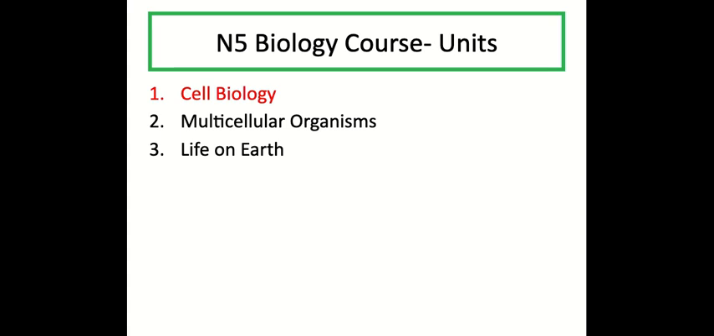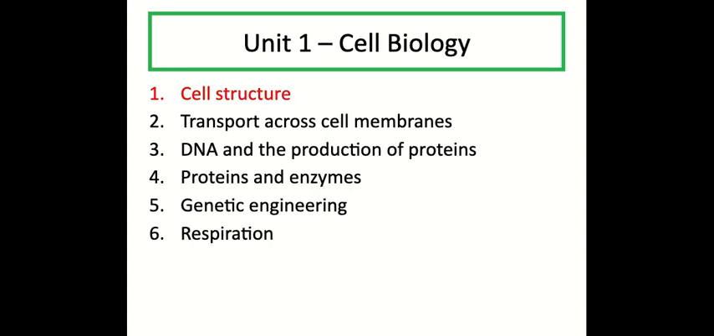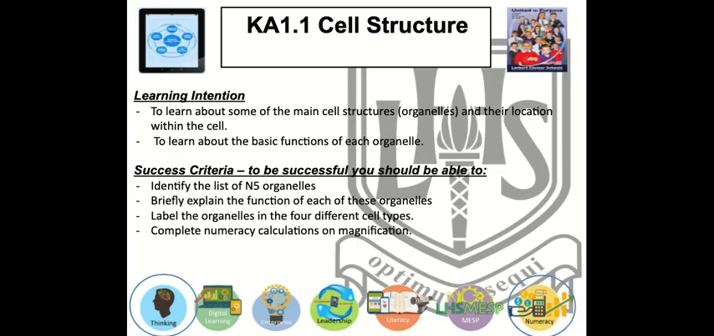Perfect. So what we're going to look at just now is where we are in the course. We're currently in Unit 1 cell biology, and we're also on the first topic, so KA1 cell structure. Today we're going to learn about some of the main cell structures or organelles and their location within the cell. We're also going to learn about the basic functions of each of the organelles. Our success criteria is if you're successful, you should be able to identify the list of Nat5 organelles, briefly explain the function of each of these organelles, label the organelles within the 4 different cell types, and complete numeracy calculations on magnification and cell size. We're going to focus on thinking and numeracy as well today.